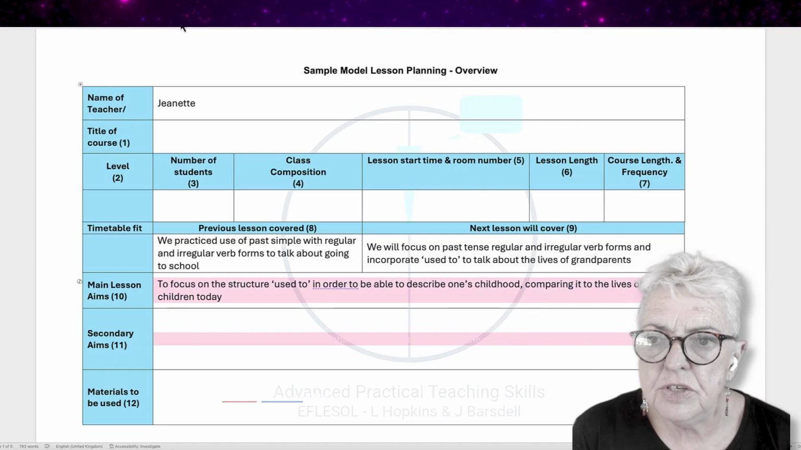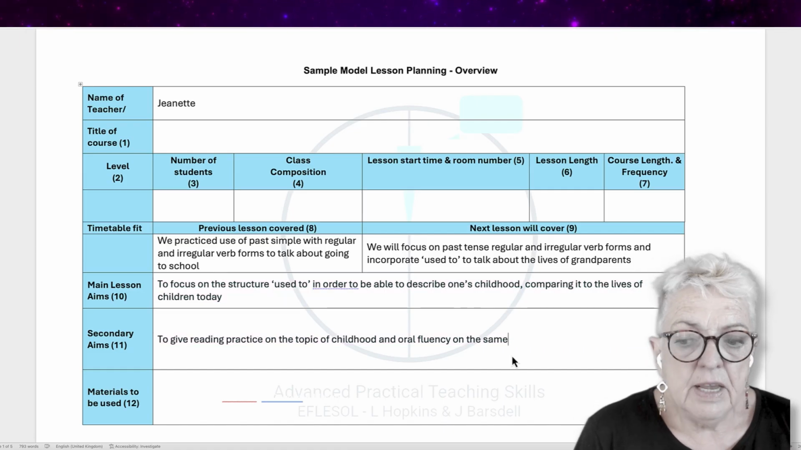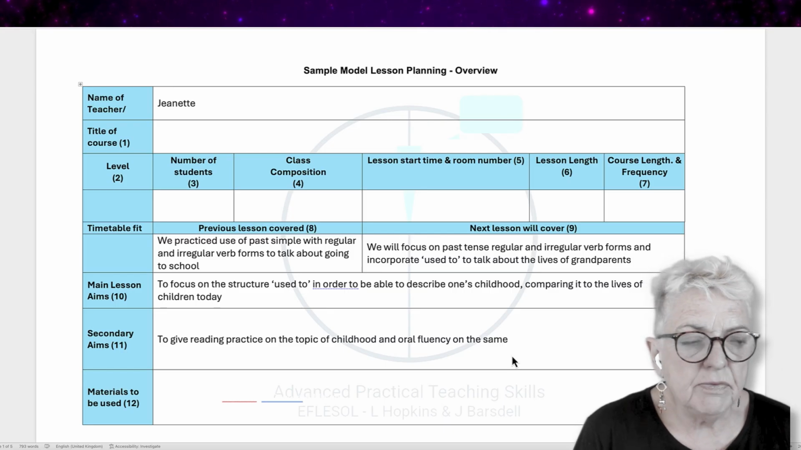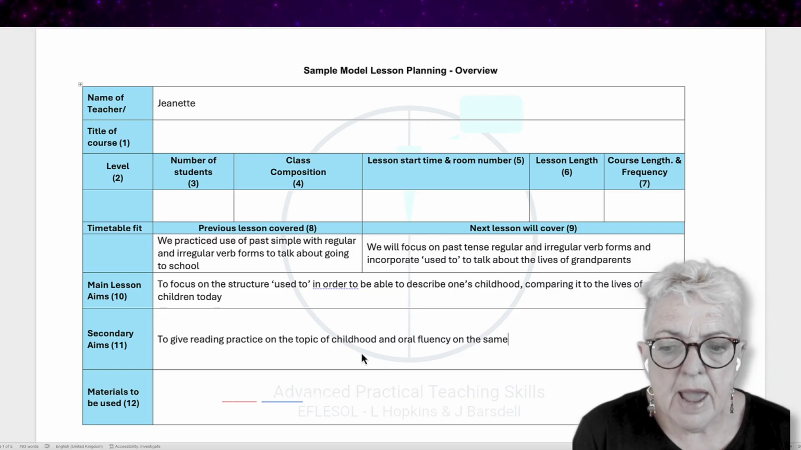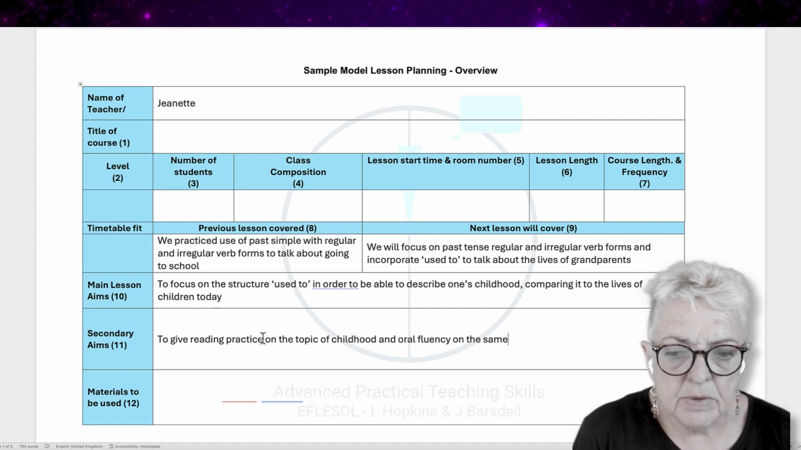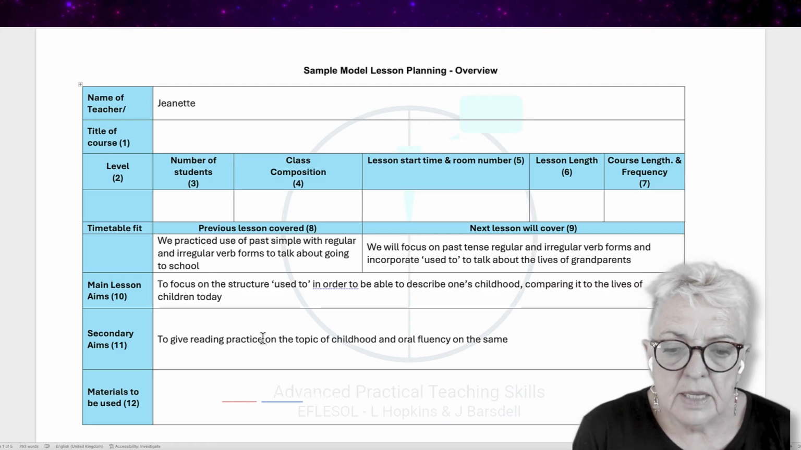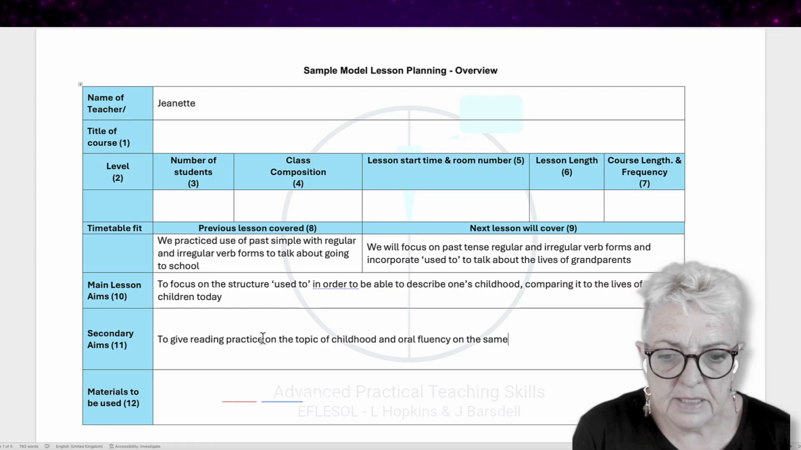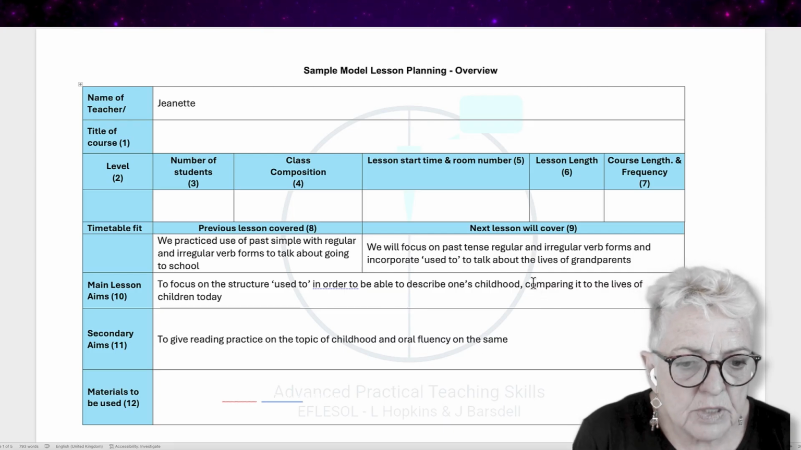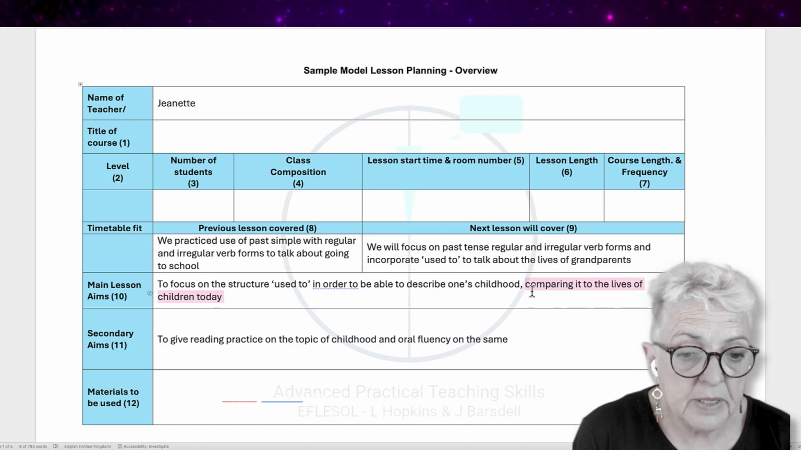So the secondary aim for this could well be to give reading practice on the topic of childhood and oral fluency. So I would expect to find the language used to embedded into the reading. So this lesson is very likely to start with a reading practice. We'll understand the reading, we'll understand that it's about childhood and the past, and that reading will provide a model for the outcome, the task that students will do at the end.